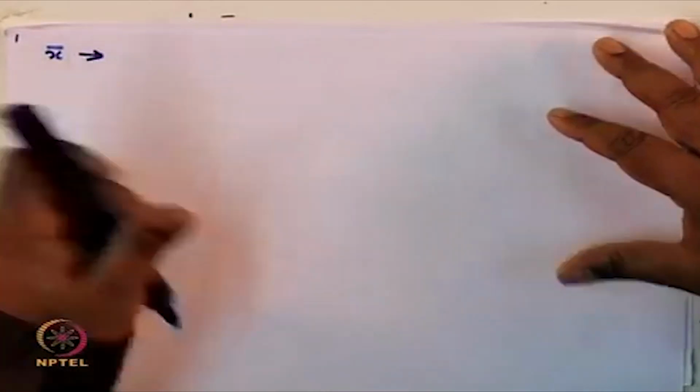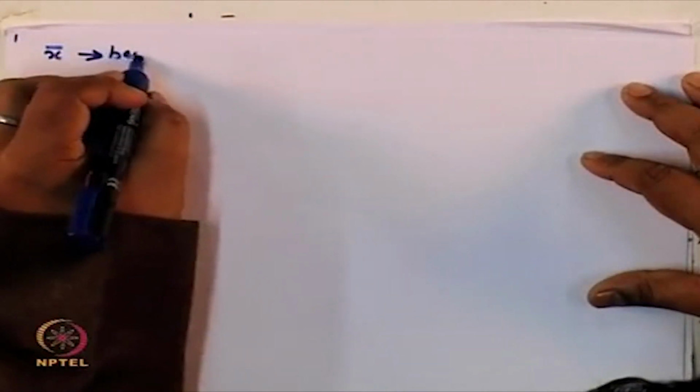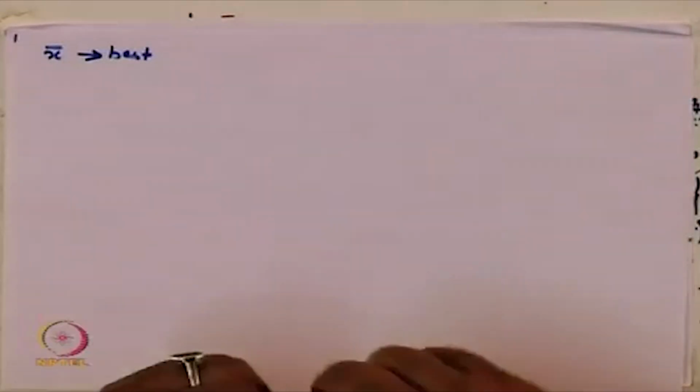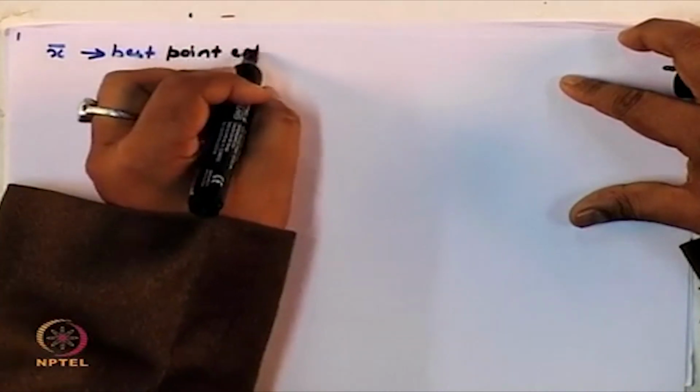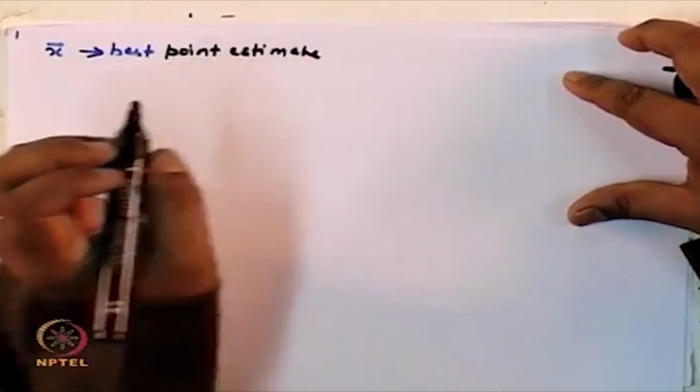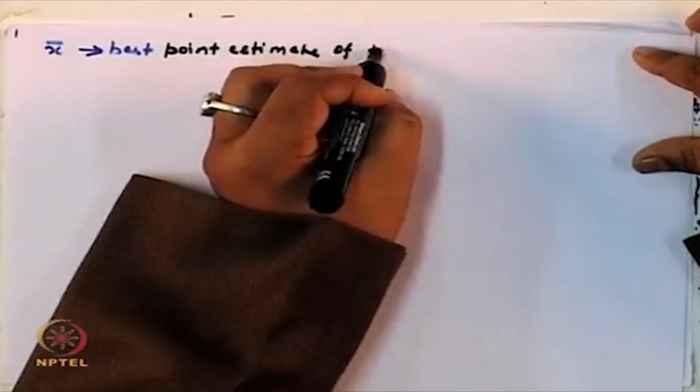In the last lecture we discussed confidence intervals, point estimates and interval estimates. We showed that for any sample, x bar is the best point estimate of the population mean.